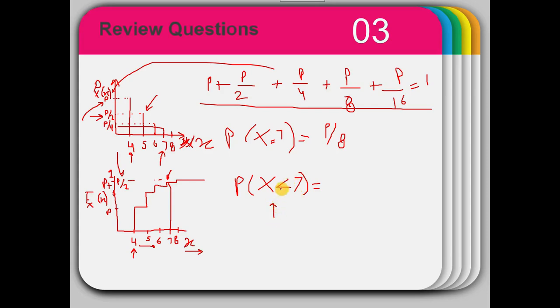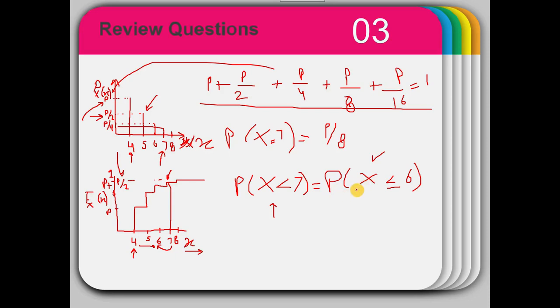In fact, it says less than 7. So if I reach the point before 7, the point is actually 6. So what it wants me to say is that this value is equal to the probability that x is less than or equal to 6, because it says that 7 is not included, but all the points before 7. So all the points before 6 including 6 become available in this equation.